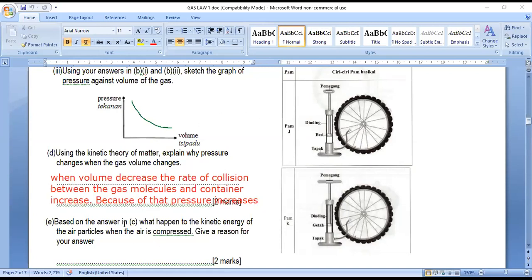Now, based on the answer, what happens to the kinetic energy of the air particles when air is compressed? Give your reason. Kinetic energy depends on temperature. As long as you don't change the temperature, the kinetic energy will not change. So your answer: no changes. The reason: temperature is constant.